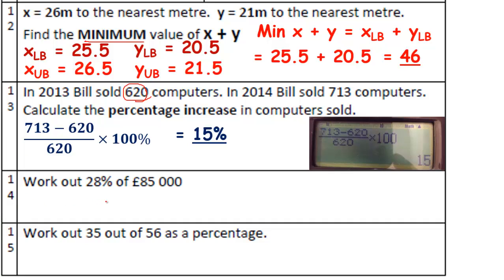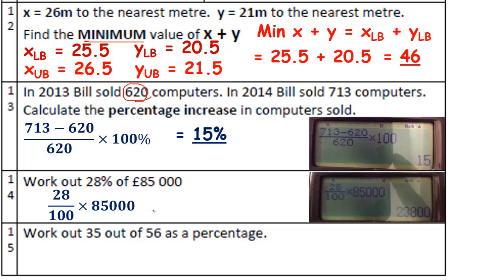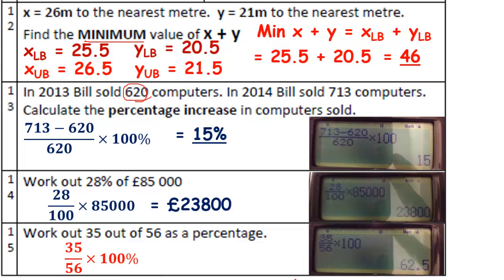Question 14, work out 28%, 28 out of 100, of 85,000. When you put this on your calculator, that's what it should look like, and your answer should be 23,800. Finally, question 15, work out 35 out of 56. 35 out of 56 as a fraction, times it by 100. On your calculator, you should see that clearly, and the answer is 62.5%.